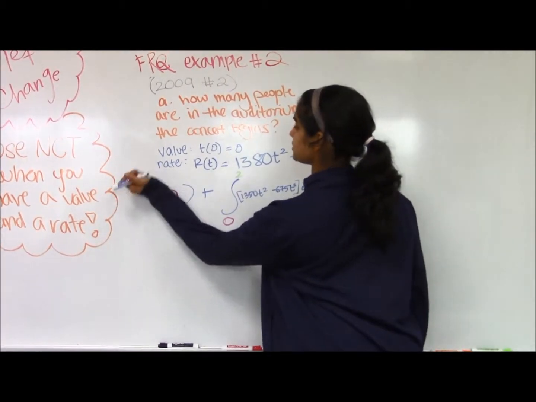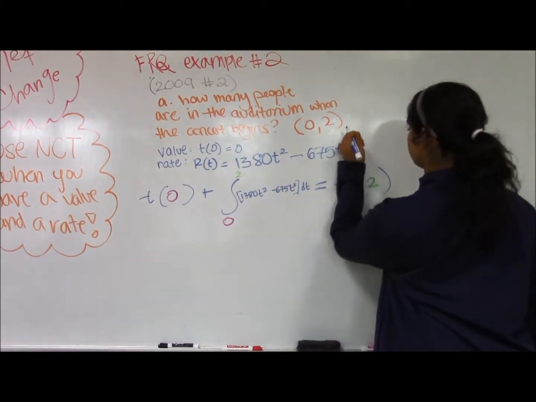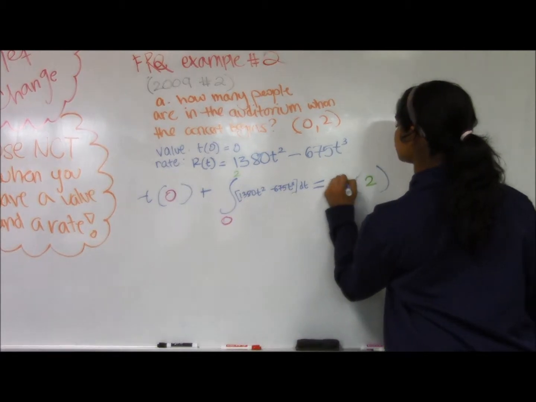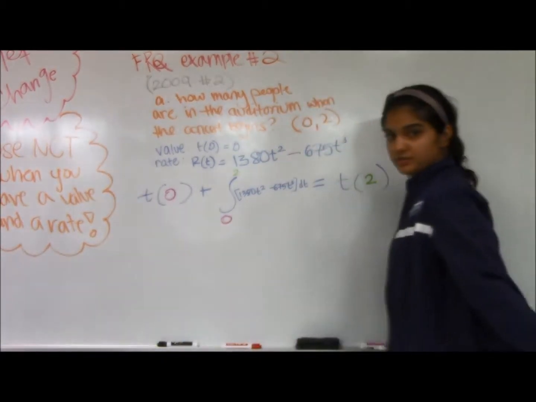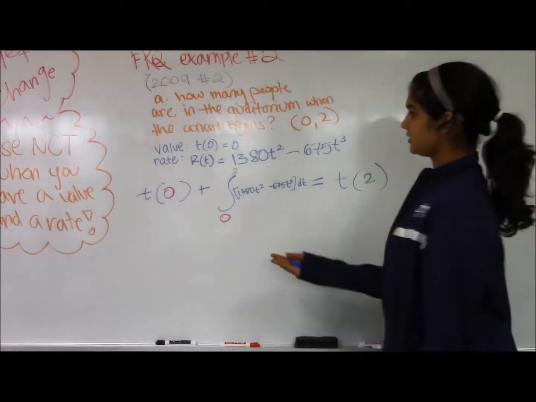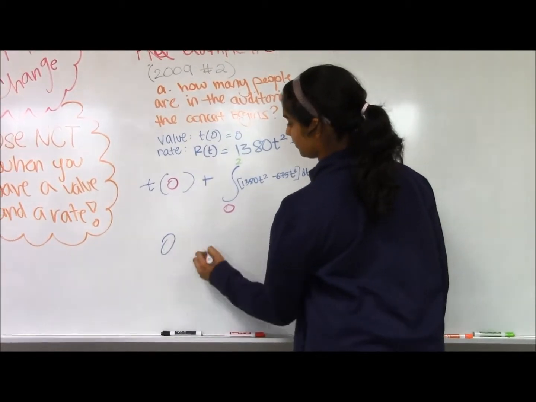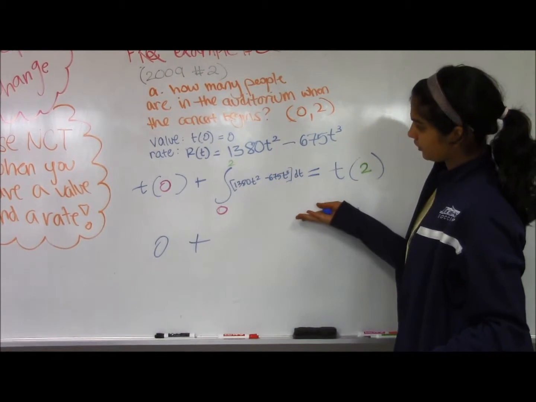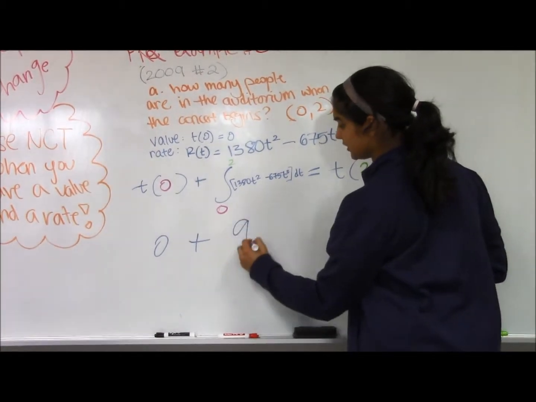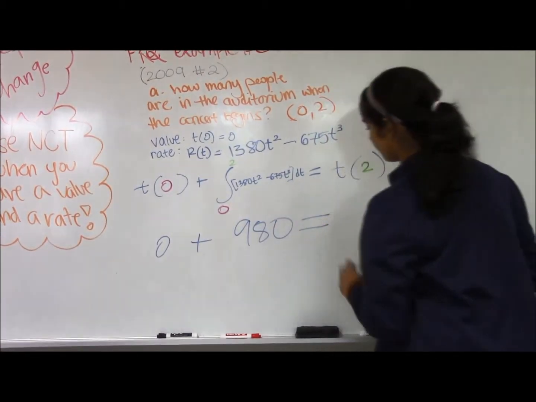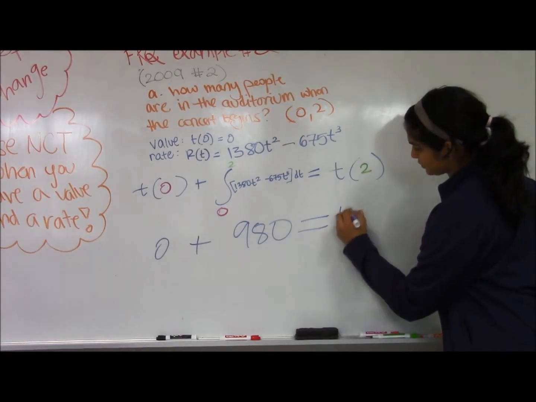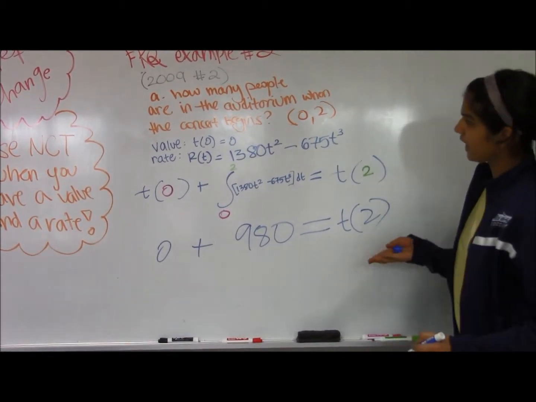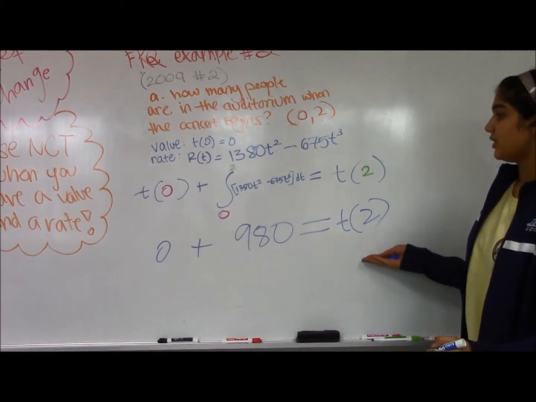Okay, this would be t. Never mind. All the values are t. Forgive me. So t of 0 equals 0 because it's given to you. And this wonderful antiderivative is 980. And this equals t of 2. And this is what we're trying to solve for. How many people are in the auditorium when the concert begins?